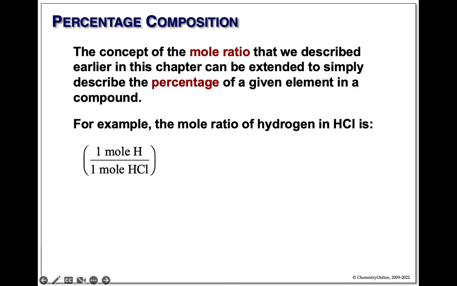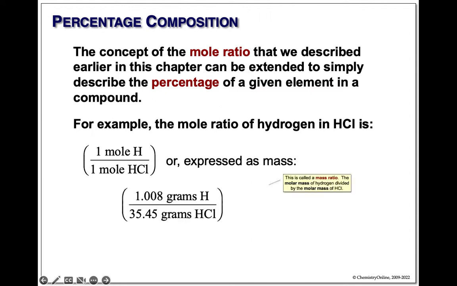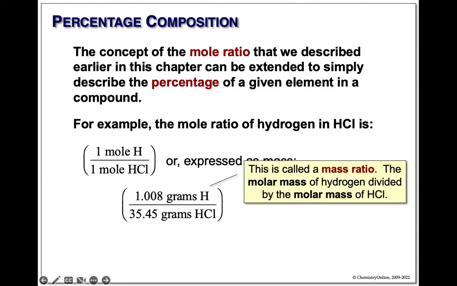What is the molar mass of HCl? You simply calculate it, add it up. 1 gram of hydrogen, 35 grams of HCl. This is called a mass ratio. What we have done here is taken a mole ratio and simply expressed it in terms of molar mass for each: 1 gram of hydrogen, 35 grams of HCl.